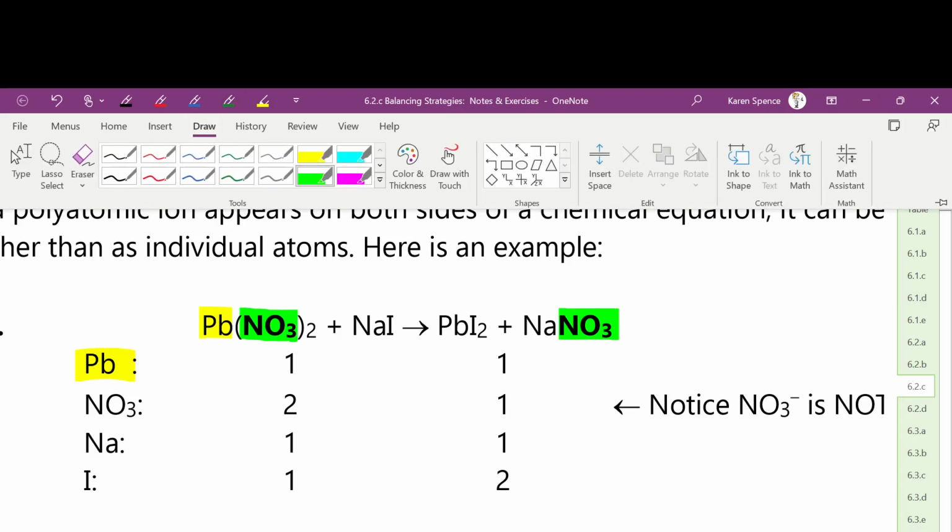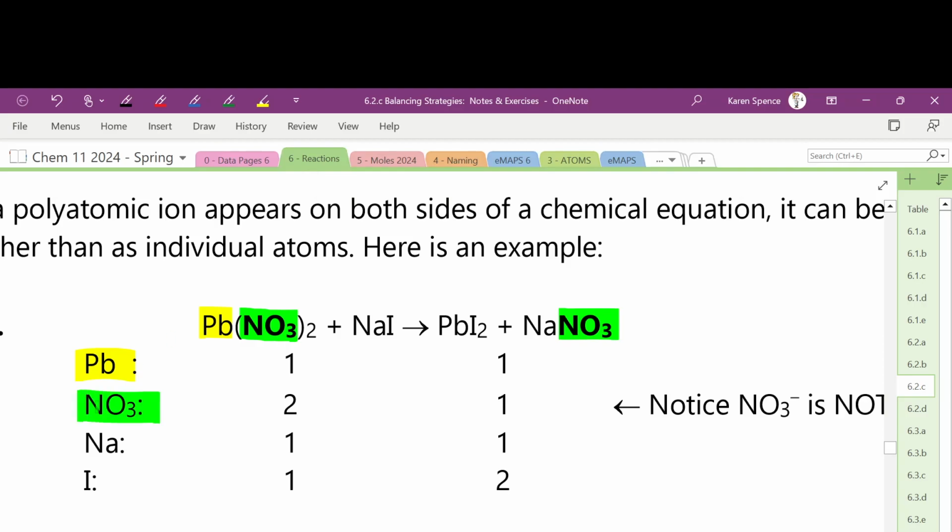And then we have our Na and we have our I. Once again, you're going to balance, hopefully, your most complicated things first. There's not a lot to choose between. The only thing I'd like you to take notice of: how many NO3s are there on this right-hand side? Just 1. There's not 3. If there were more than 1, you would have brackets and the 3 would be on the outside. So we've got 1 NO3.